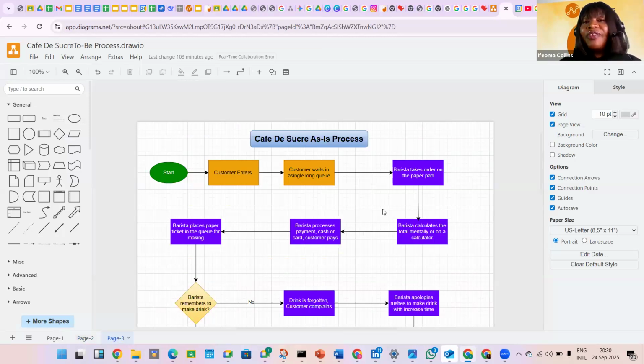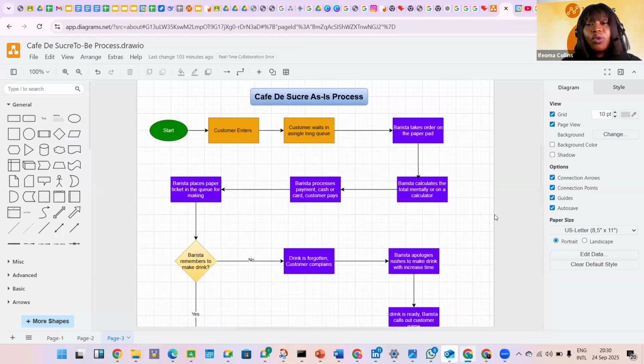So this is Café de Sucre current state. Remember we said that current state is as is. How is their process right now? I'm going to quickly run us through this. This is a process mapping tool and it's called draw.io. The customer enters the cafe, and after the customer enters, the customer queues on a single long queue for like 10 to 15 minutes.